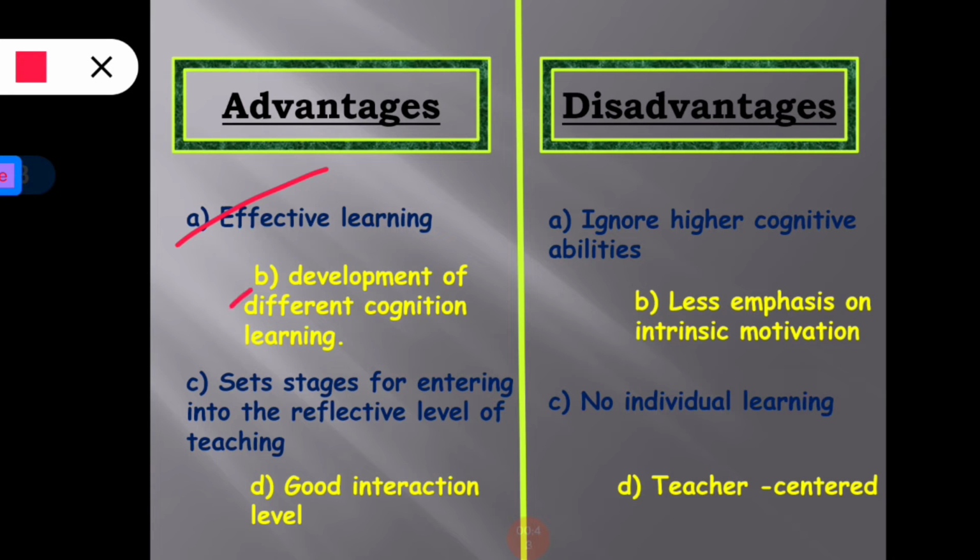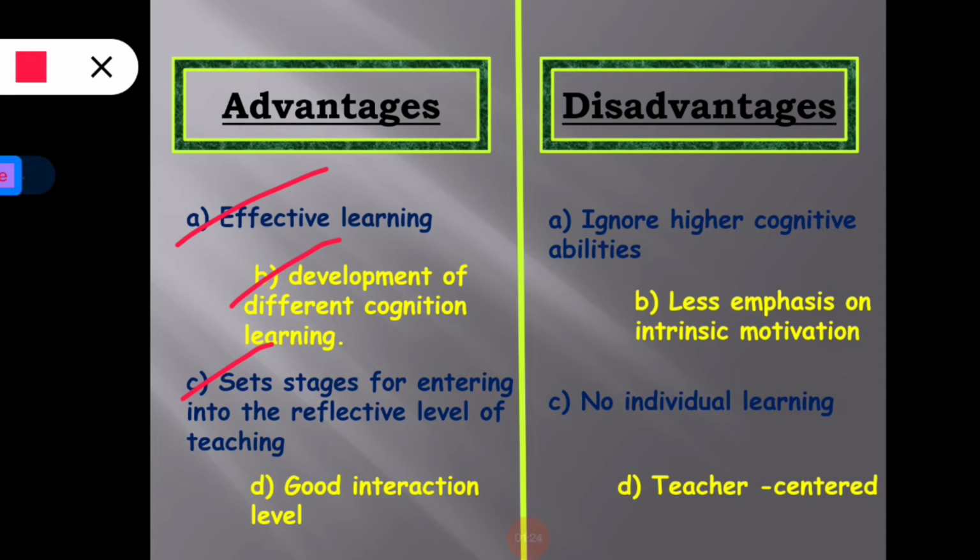Okay, now move on to the second one. It helps to develop different cognition learning, and we have already told that thing. Cognitive domain is basically related to the understanding level of teaching. So obviously it develops different cognition learning, not the other domains, affective or psychomotor. And now going to the third advantage, it sets stages for entering into the reflective level of teaching, and we have already told that it also lays the foundation of the reflective model. So obviously it sets stages for entering into the reflective level of teaching.